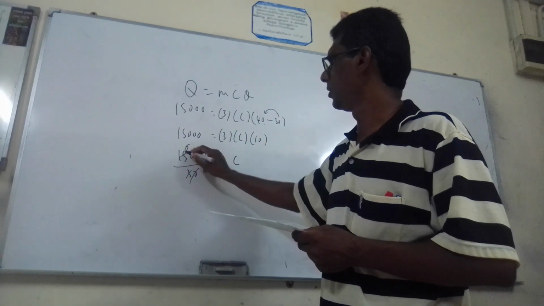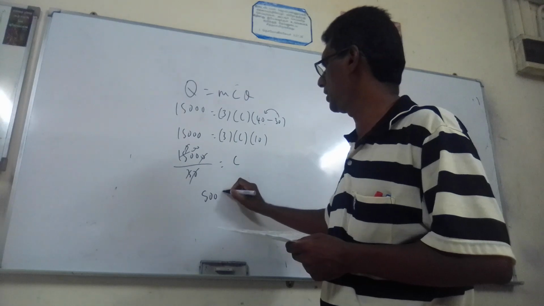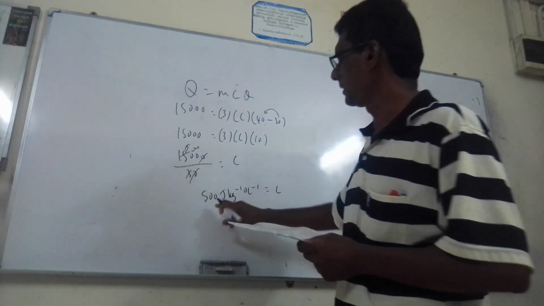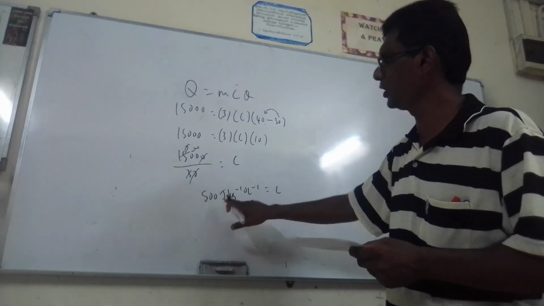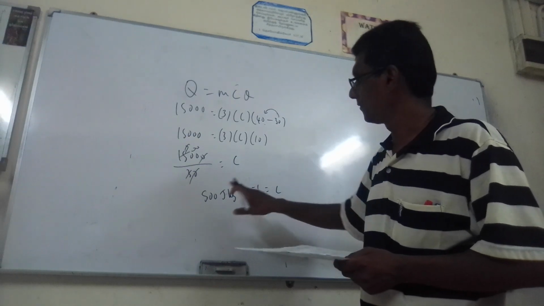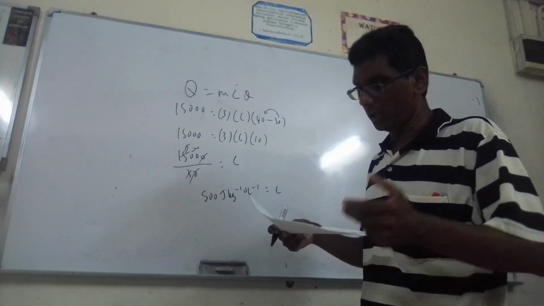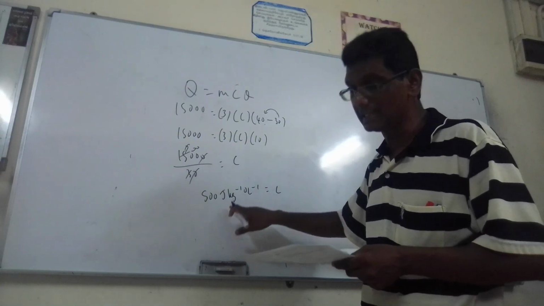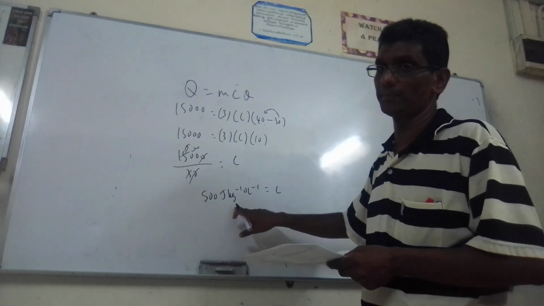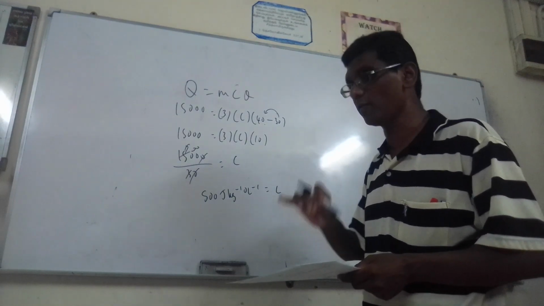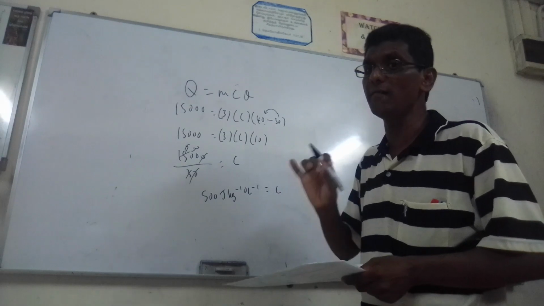Okay. So C is 500 joule per kilogram per degree Celsius. The specific heat capacity is 500 joule per kilogram per degree Celsius. Okay, this is an objective question, so the answer is the answer with the unit. If this is a structure question or essay question, then we have to write the unit. The unit is very, very important.